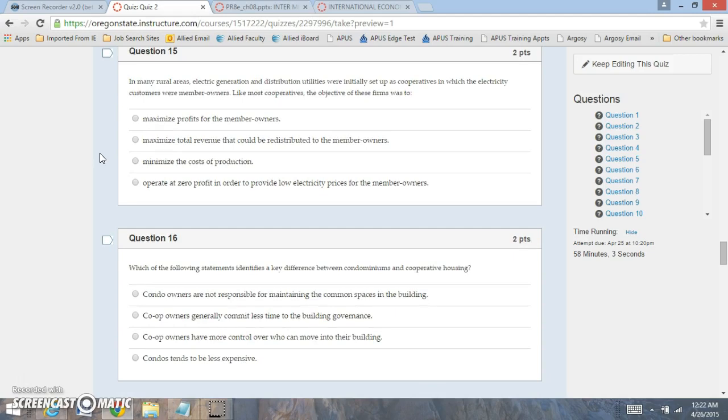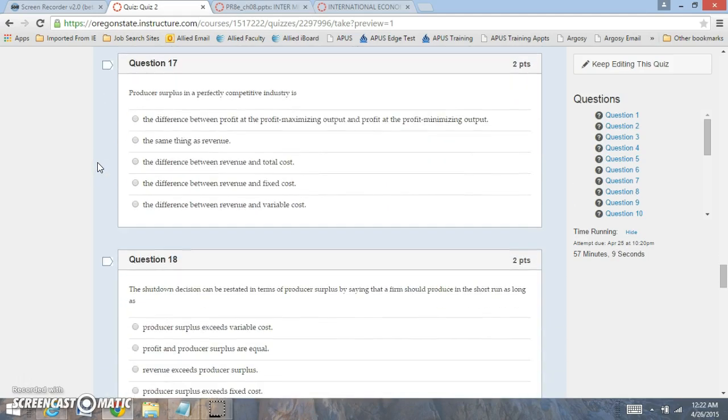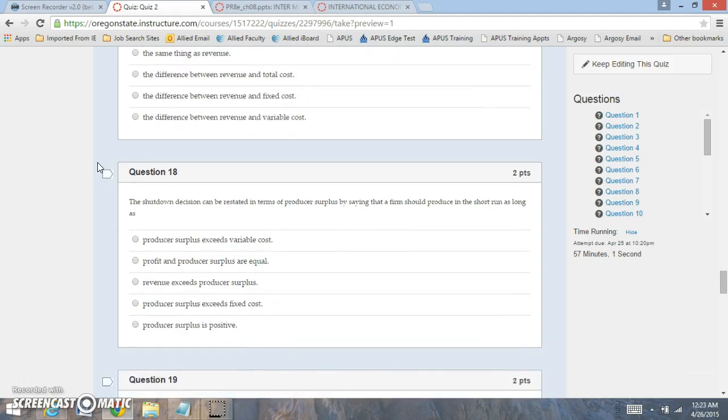Question 15. Looking at cooperatives. Question 16 is looking at the difference between condominiums and cooperative housing. Question 17 is looking at producer surplus. Producer surplus is anything below the price and above the supply curve.